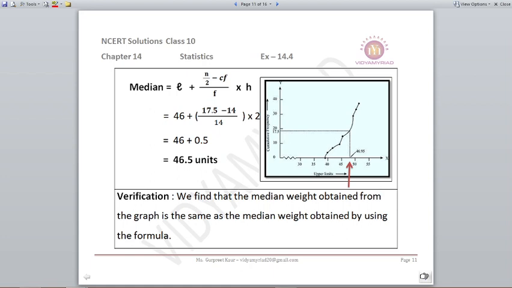Now we know the median formula: L plus (n by 2 minus cf) upon f into h. So put all the relevant values in the formula. It is 46 plus (17.5 minus 14) upon 14 into 2. It gets 46.5 units. That is similar to what was there in the graph, if you can see. So we can verify this by writing that the median weight obtained from the graph is the same as the median weight obtained by using the formula or with the help of the table. Both are the same.